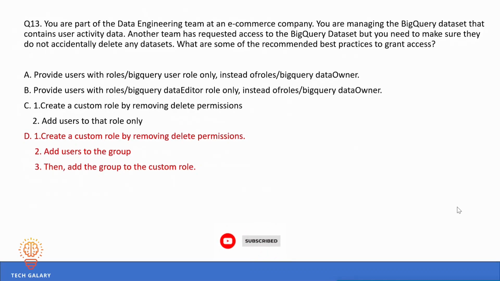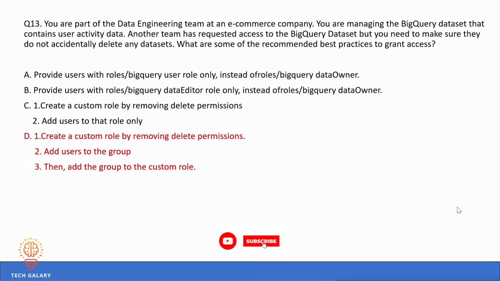Now let's take a look at option C. Create a custom role by removing delete permission. Add users to that role only. So here it states that add users to that role only. So it is not a best practice to grant roles to users directly. As per Google's best practice, we have to ensure that we grant roles to groups and not users. So option C is incorrect.